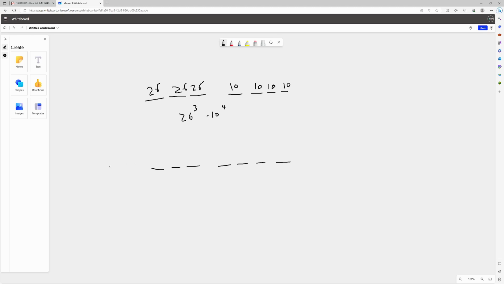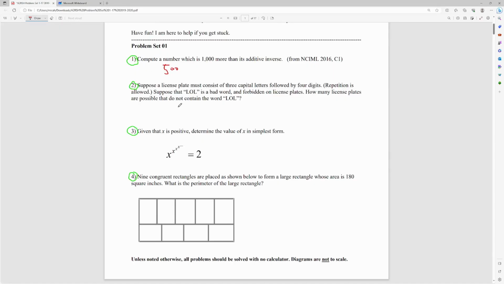Now, here, this is the total number of license plates that contain LOL. Well, here we only have one slot, which is LOL, and then here we could put any of 10 numbers. So 10, 10, 10, 10. Now, by basic counting principle, our total number of license plates that contain LOL is simply 10 to the 4th. So now subtracting the total number of license plates minus the number of license plates that do contain LOL, we get the total number of license plates that do not contain LOL, and that is our answer, 26 cubed.